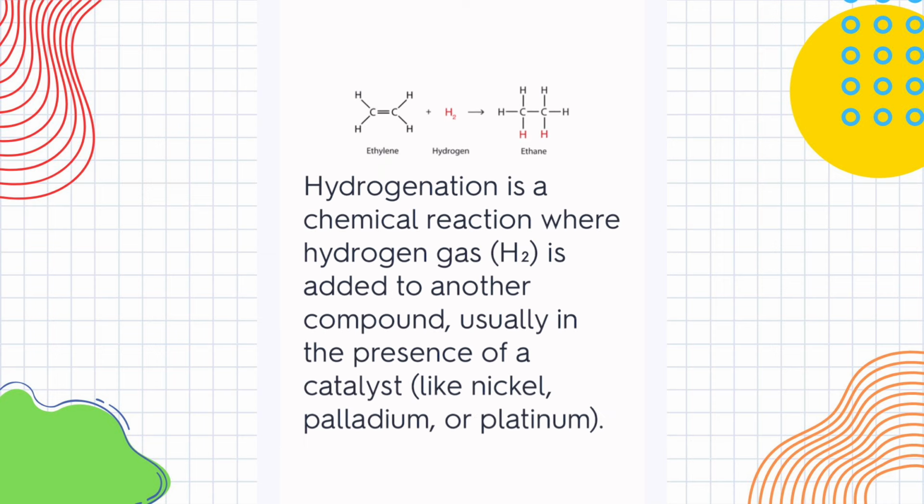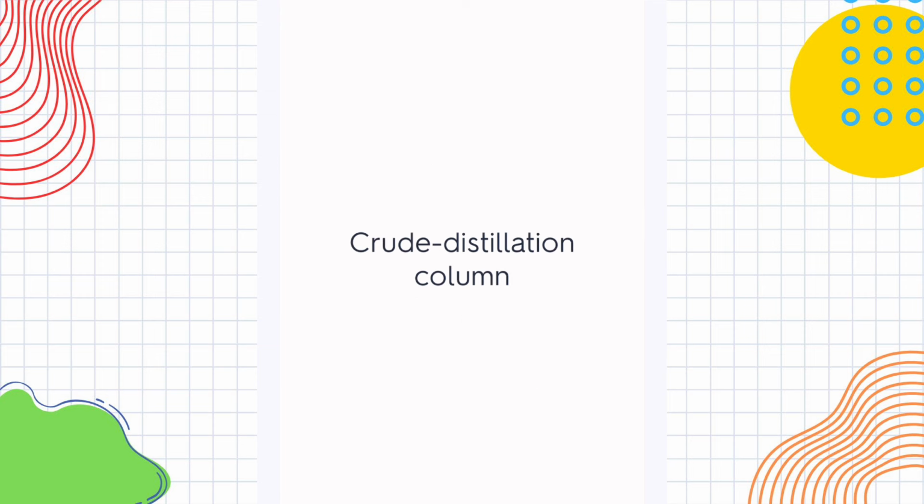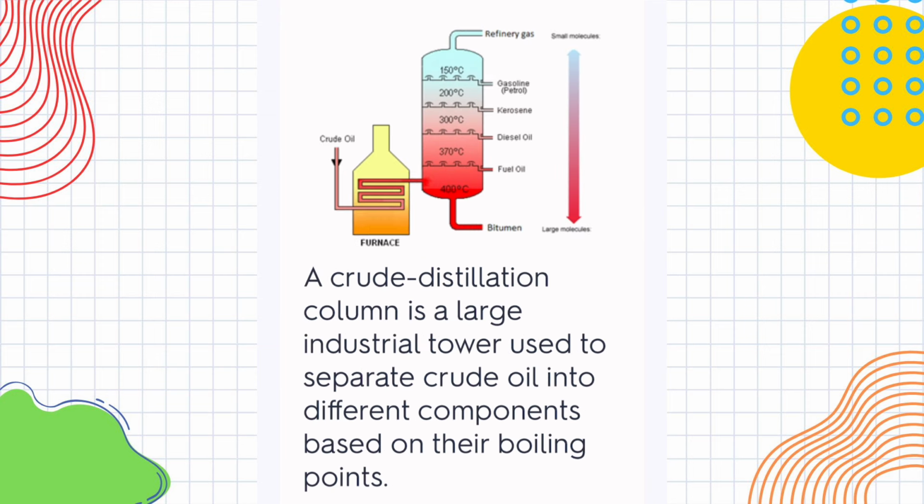Hydrogenation is a chemical reaction where hydrogen gas is added to another compound, usually in the presence of a catalyst. Crude distillation column. A crude distillation column is a large industrial tower used to separate crude oil into different components based on their boiling points.